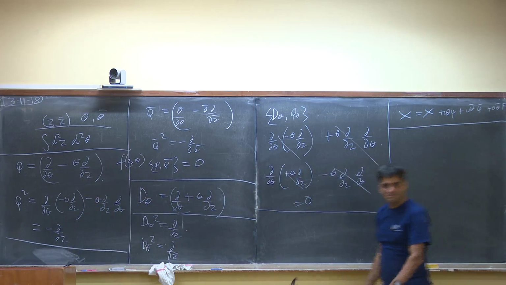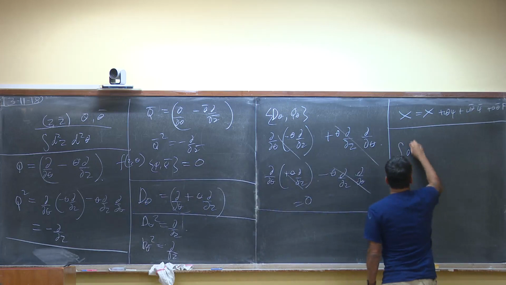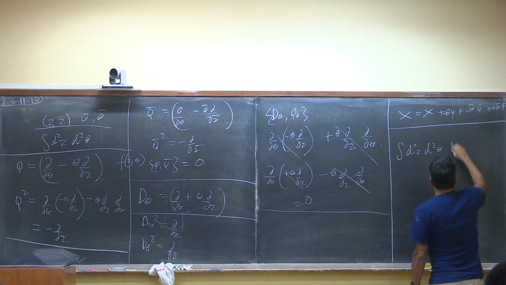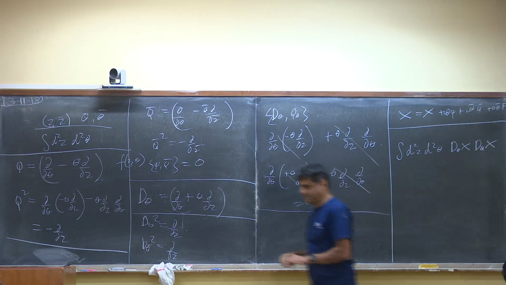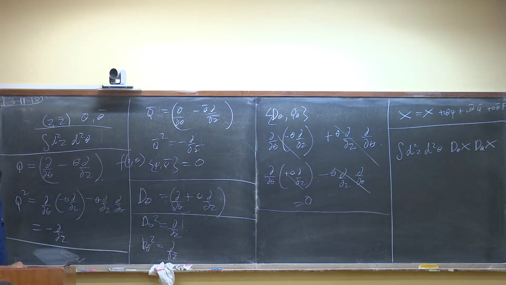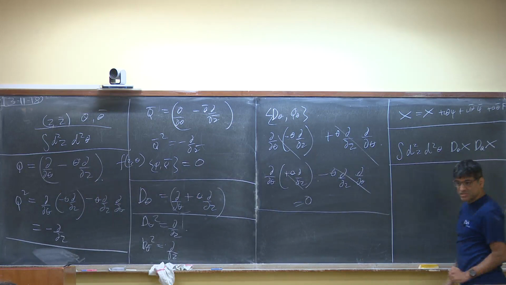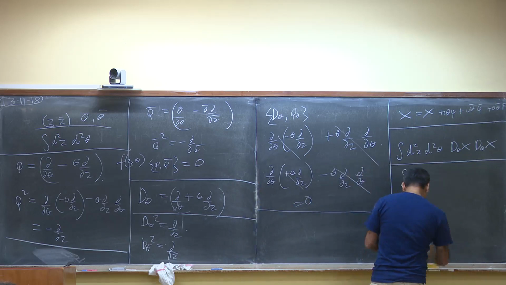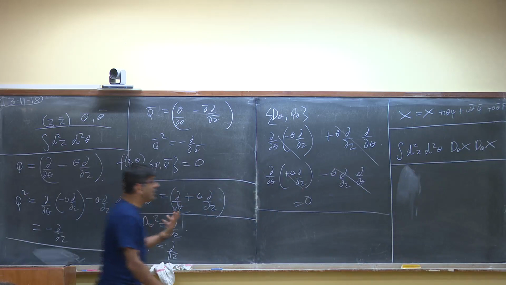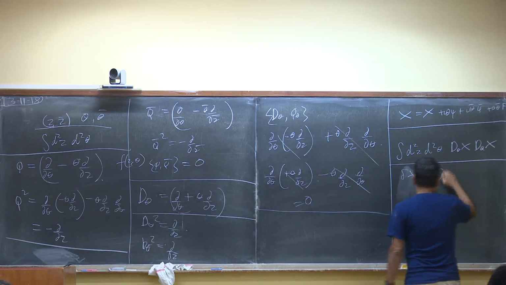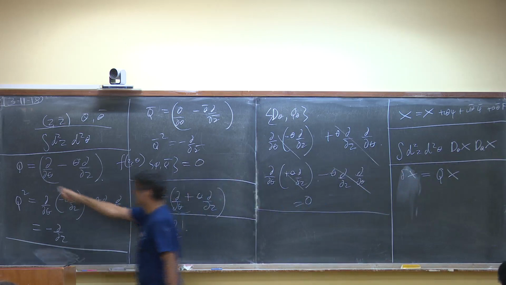Now consider the action integral d2z d2theta del theta X. I'm claiming this is supersymmetric. Why is that the case? Before showing this, let's start with something simpler. Of course, in order to say that it's supersymmetric, I have to tell you how X transforms. Delta of X is equal to Q on X, where Q is the supersymmetric transformation. This is how X transforms. With this rule, I'm claiming that this action is supersymmetric.